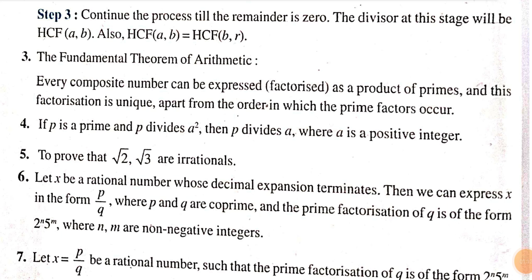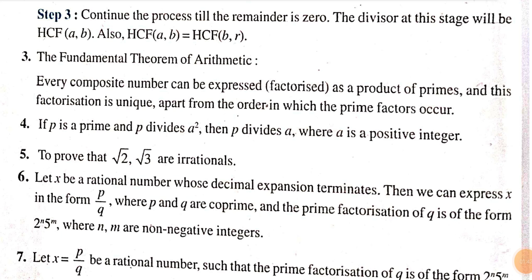3. The fundamental theorem of arithmetic. Every composite number can be expressed (factorized) as a product of primes, and this factorization is unique, apart from the order in which the prime factors occur. 4. If p is a prime and p divides a square, then p divides a, where a is a positive integer. 5. To prove that root 2, root 3 are irrationals.